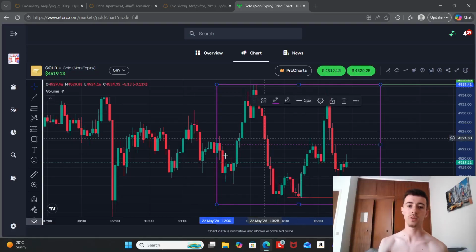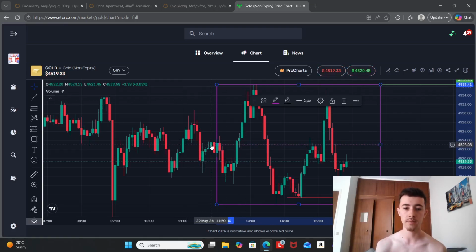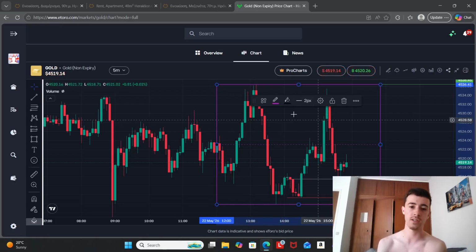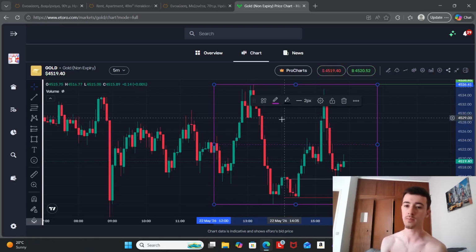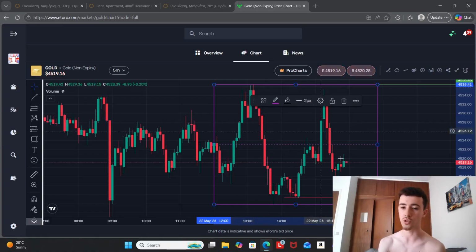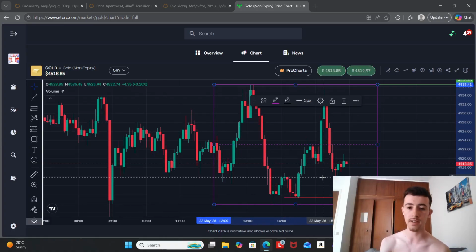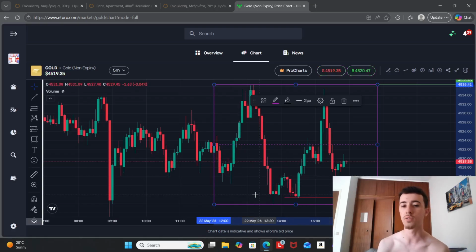Okay, so equilibrium is measured from the swing high to the swing low. From this middle line, anything in this area here is a premium, and that is where you want to short. And anything down here is a discount, so that is where you want to buy.